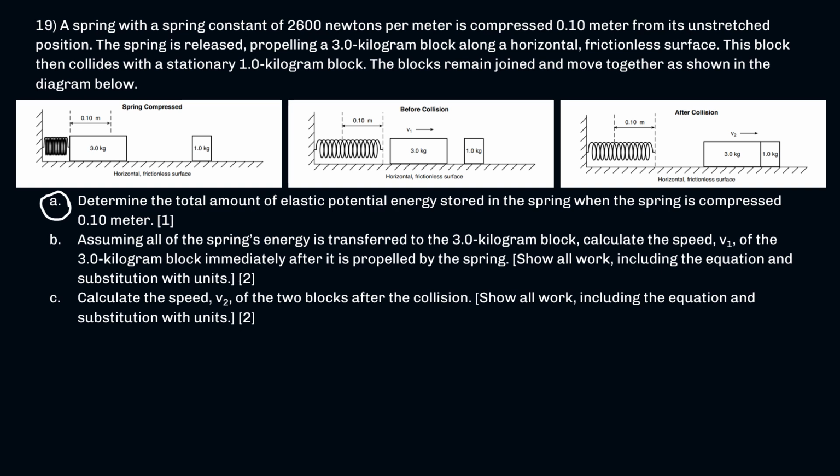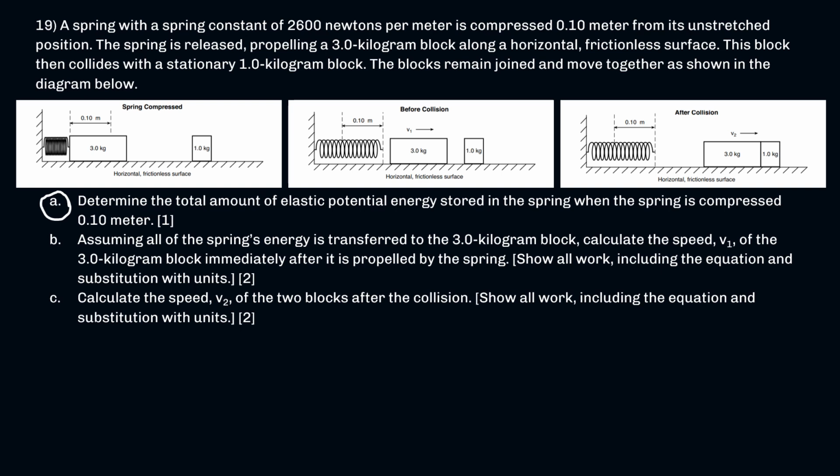So what I have here first is: determine the total amount of elastic potential energy stored in the spring when the spring is compressed 0.1 meter. All right, so elastic potential energy. What is that going to be? So let's look at the reference table again. It's asking us to determine the total amount of elastic potential energy stored in the spring. This is also known as spring potential energy or potential energy of the spring. Look on the reference table, look on the right side, and look for an equation that involves elastic potential energy.